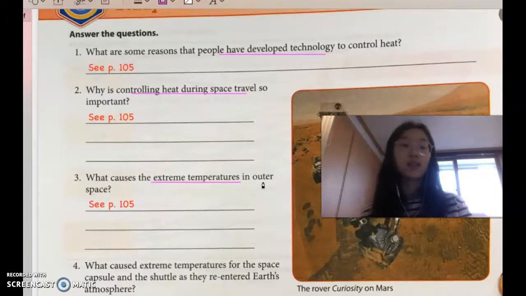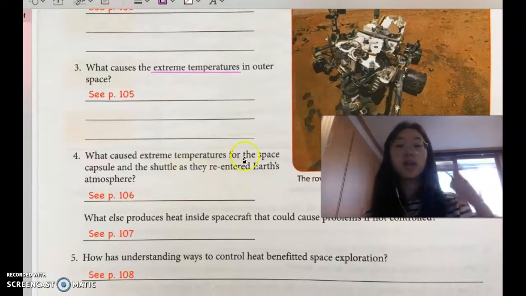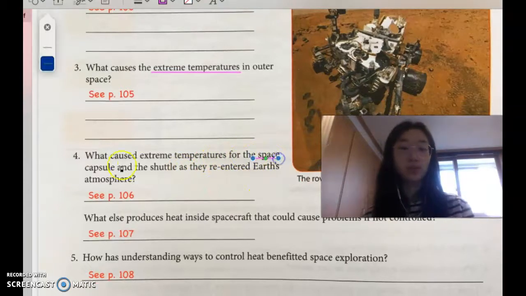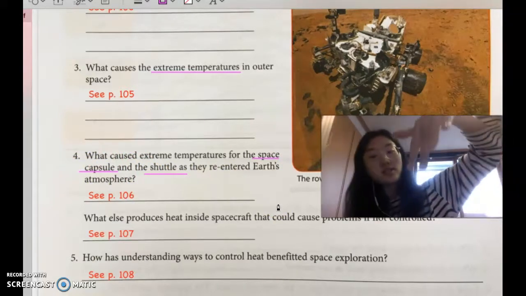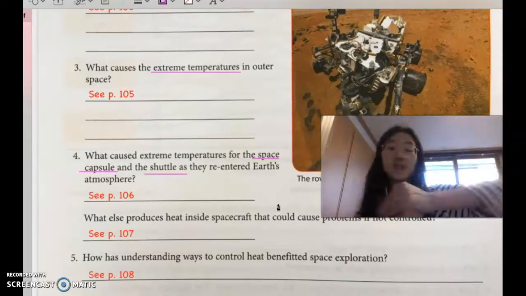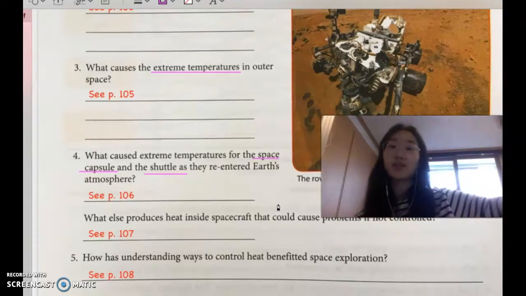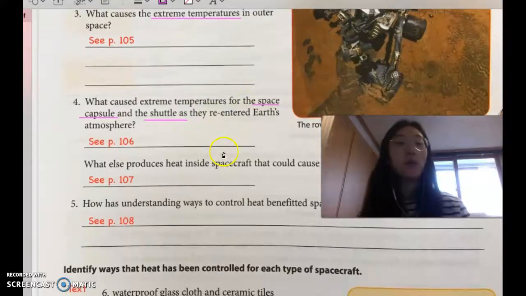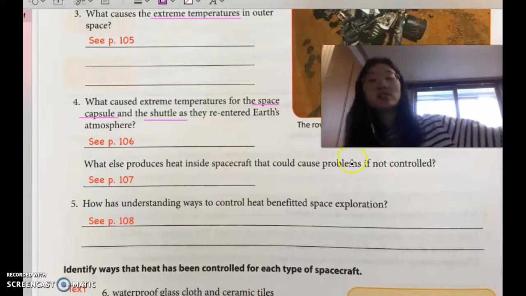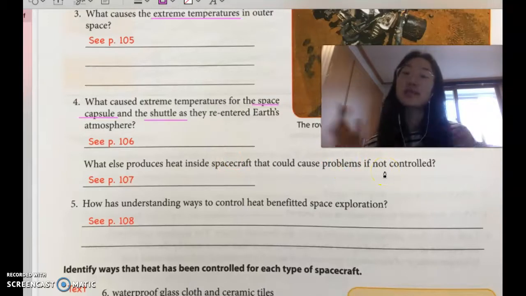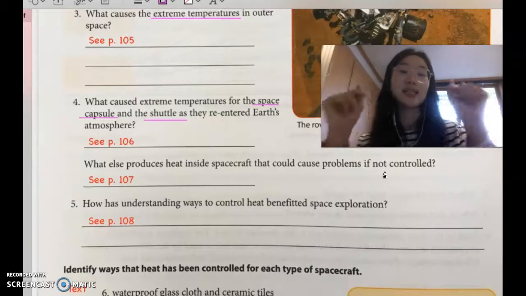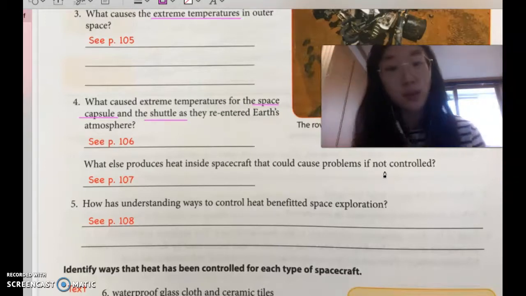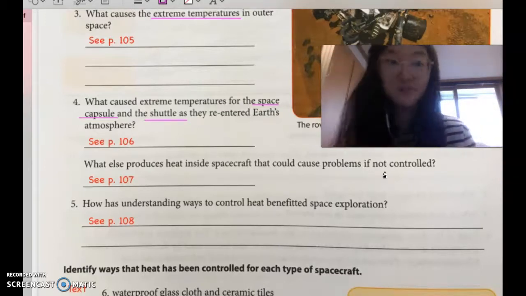What causes that? Number 4, what caused extreme temperatures for the space capsule and the shuttle as they re-entered Earth's atmosphere? So here's keywords. For example, as a shuttle re-enters Earth's atmosphere, what causes the extreme temperature? Starts with F. Hint. Number 5, what else produces heat inside spacecraft that could cause problems if not controlled? So this time you're looking at inside the spacecraft. What specifically causes heat inside the spacecraft?